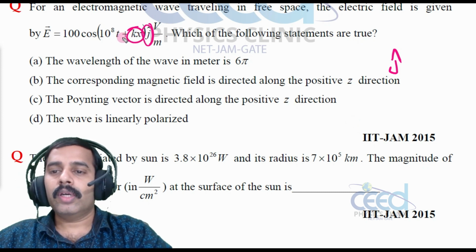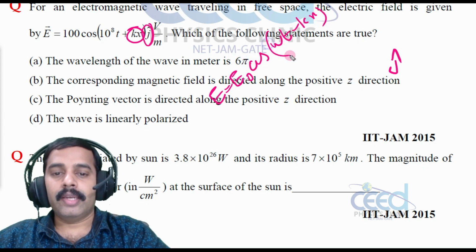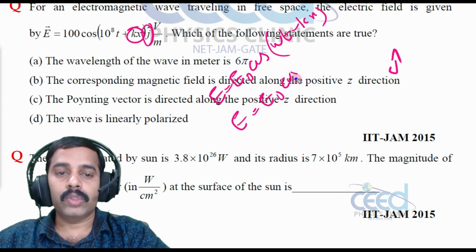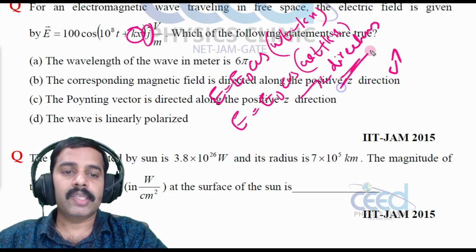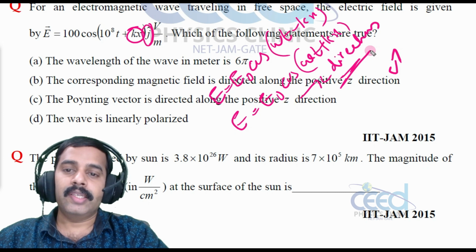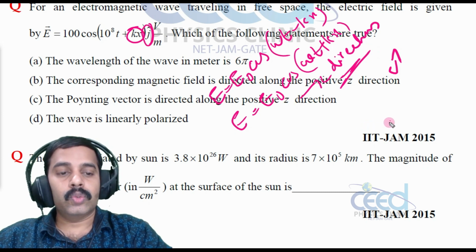We already know the expression for a wave traveling in the positive x-axis, that is E0 cos(omega t minus kx). And here the expression is E is equal to E0 cos(omega t plus kx). So it is in the negative x direction, right? So this wave represents a wave propagating in the negative x direction. Alright. So for the corresponding magnetic field, the wave is propagating along the negative x direction.